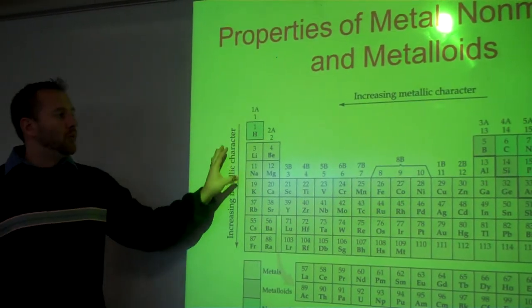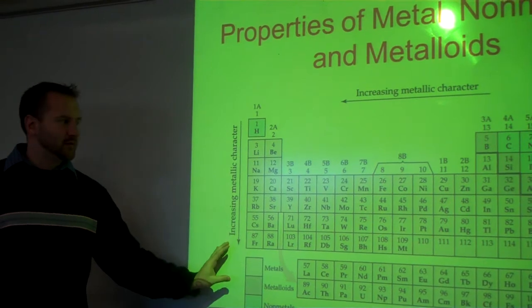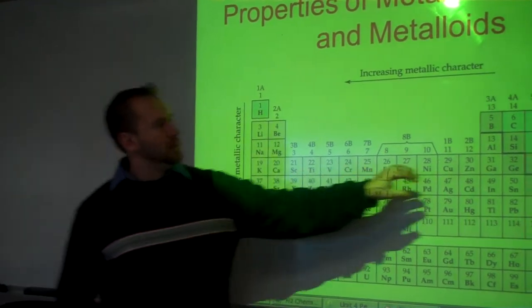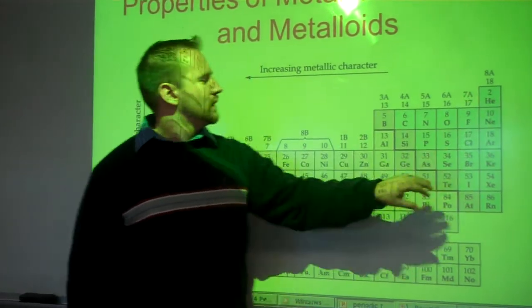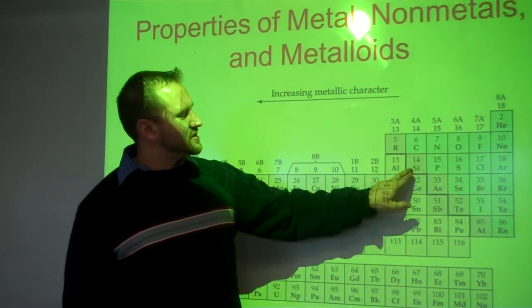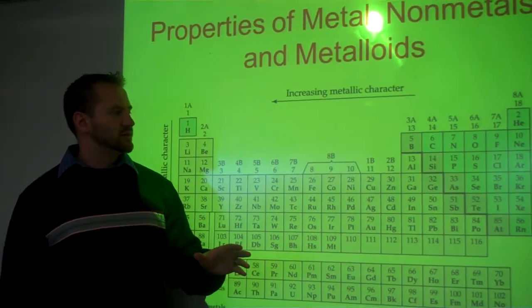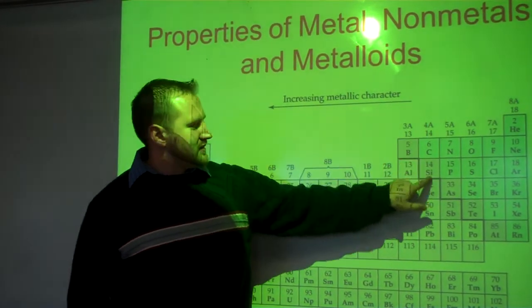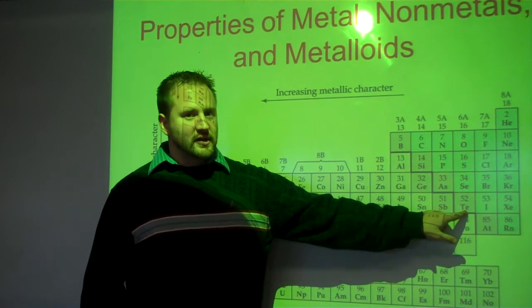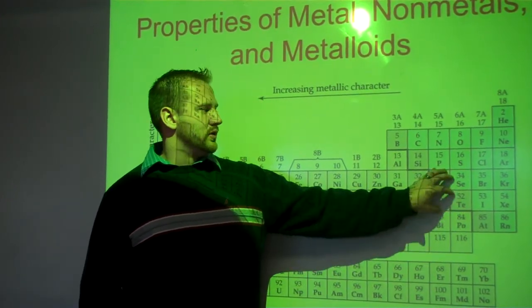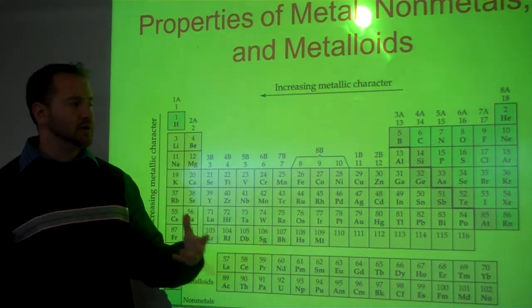We also become more metallic as we go down the periodic table. So the most metallic elements are at the bottom left, and the most non-metallic are at the top right. On the periodic table you see a staircase, which is the dividing line between metals and nonmetals. But all the elements along that staircase, with the exception of aluminum and polonium, are called metalloids. They're kind of like in between metals and nonmetals.